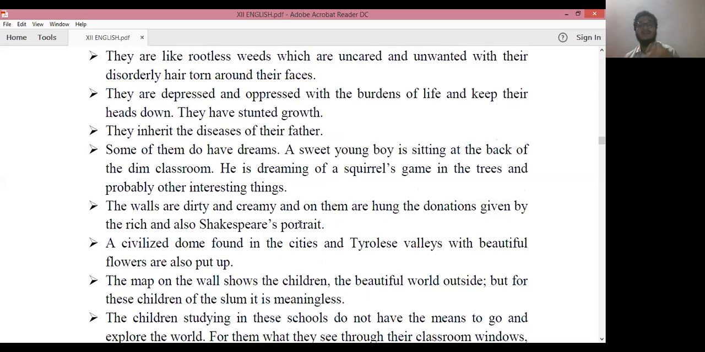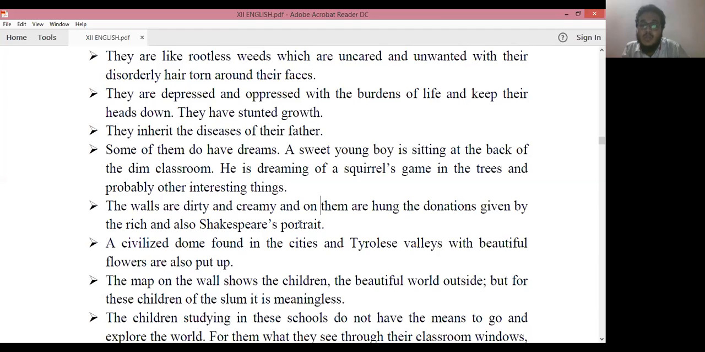So what are the things here in the class? Now with the students' observation, the class scenario is described here. The walls are dirty, that shower cream wall. Yesterday I told you, students, that a shower cream wall has been referred to as a creamy, dirty wall.